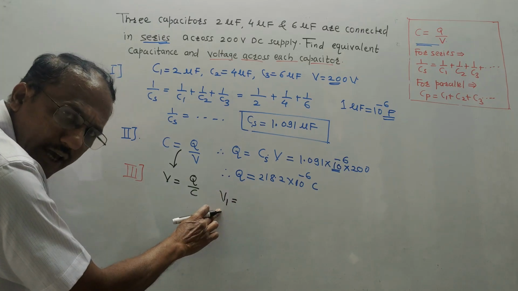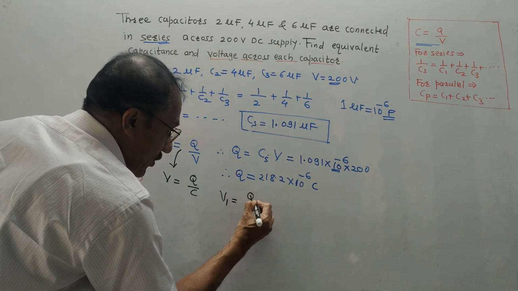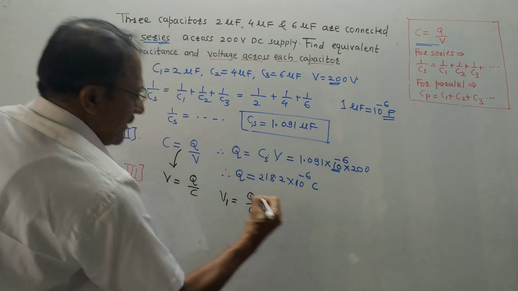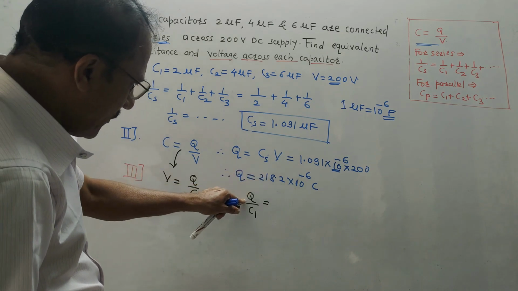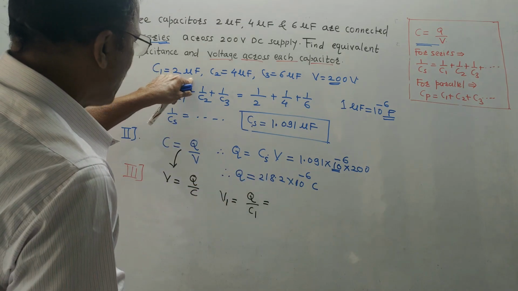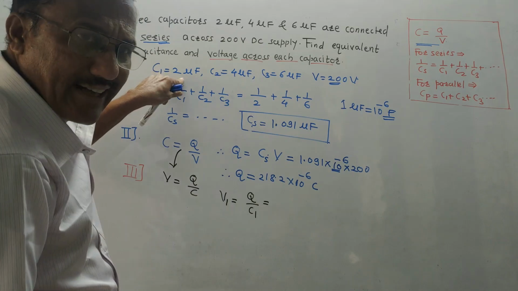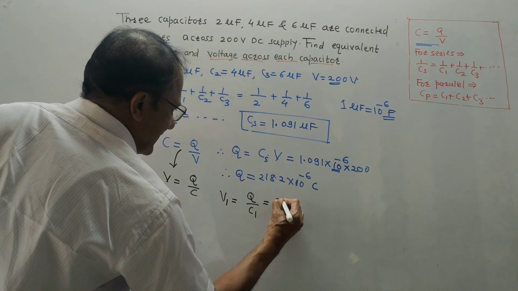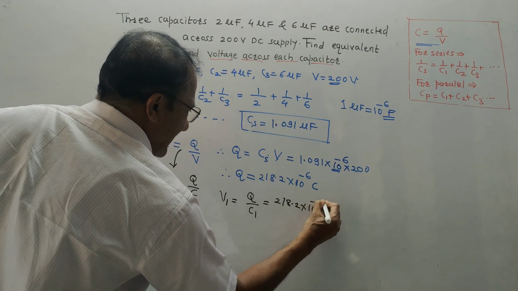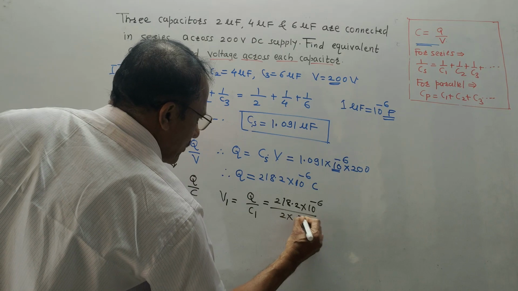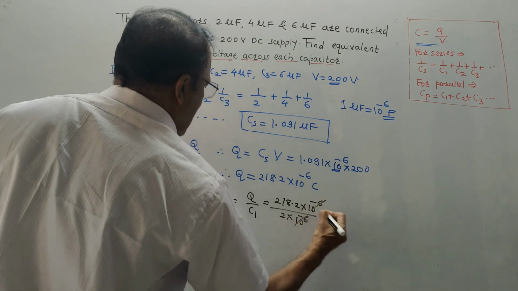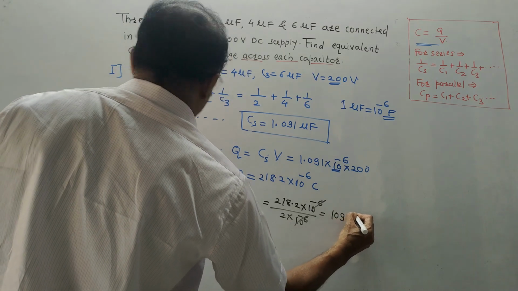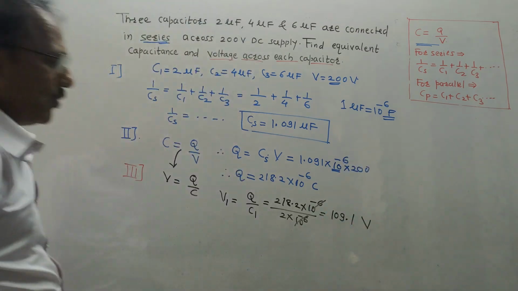V1, that is voltage across capacitor C1, is Q upon C1. Q remains the same, so I am not writing Q1, Q2, Q3. You just have to put the value of Q and the value of C1. C1 is 2 microfarad. While putting it, you need to write it as 2 into 10 raised to minus 6. So 10 raised to minus 6 and 10 raised to minus 6 get cancelled. These terms get cancelled. So this answer will be 109.1 volts. Unit is volts.